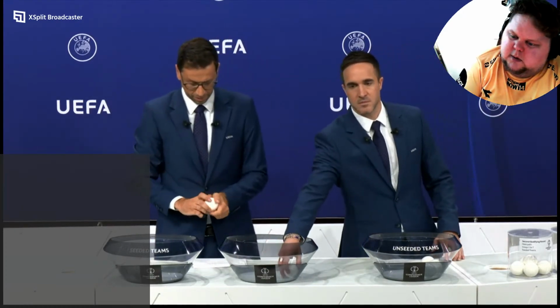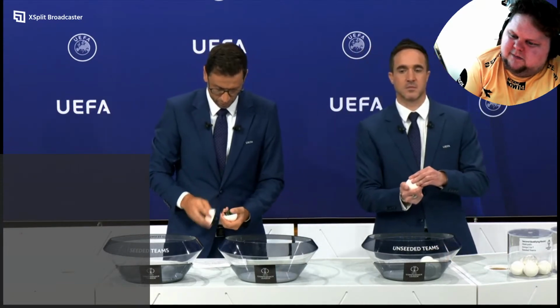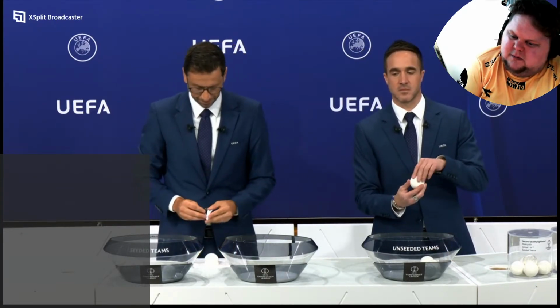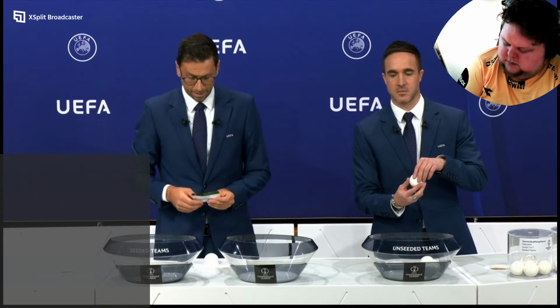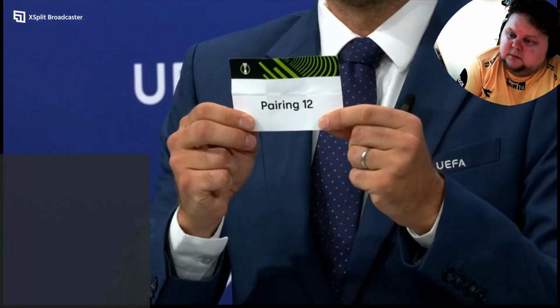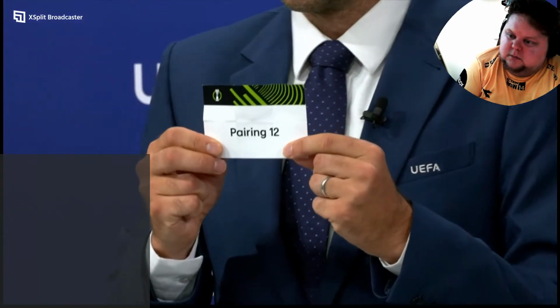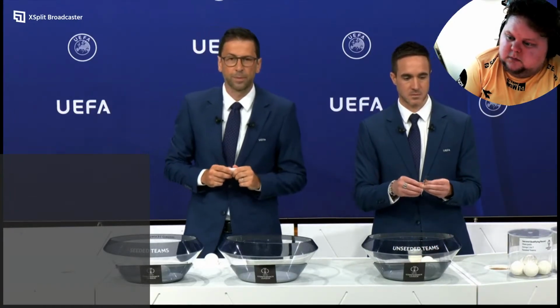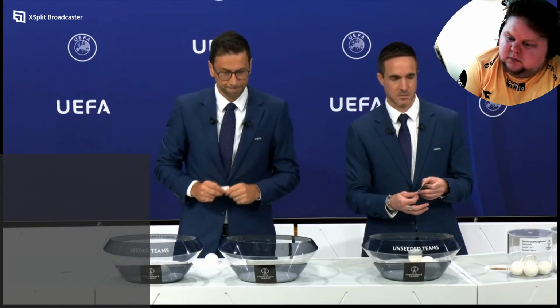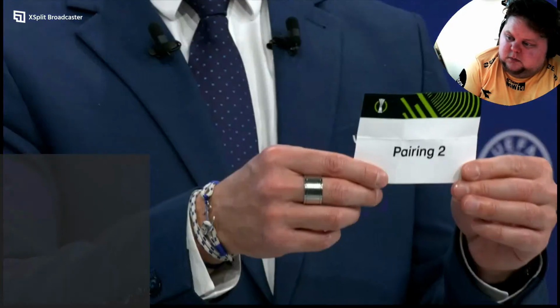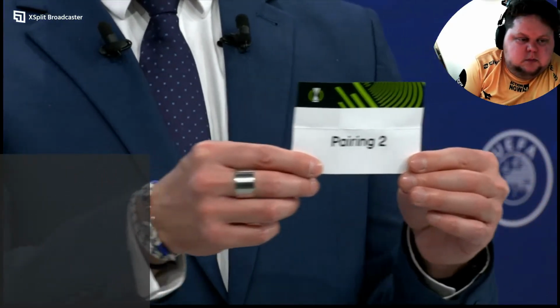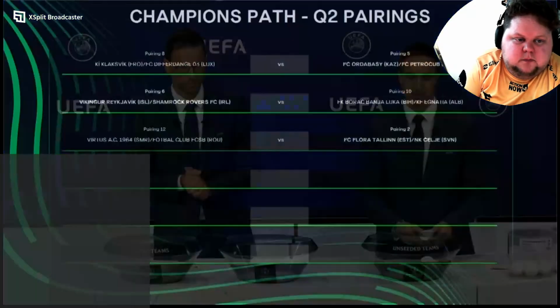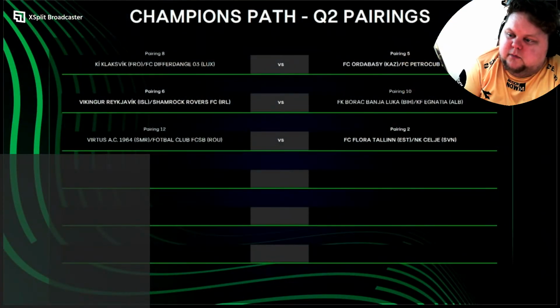Let's find out who will be next. And the next pairing, first leg at home, will be pairing 12. So Virtus AC 1964 from San Marino or Football Club FCSB from Romania. And their opponents will be the team from pairing 2, which means their opponent will be either FC Flora Tallinn from Estonia or NK Celje from Slovenia. Halfway through? Yes, indeed. Keep on.